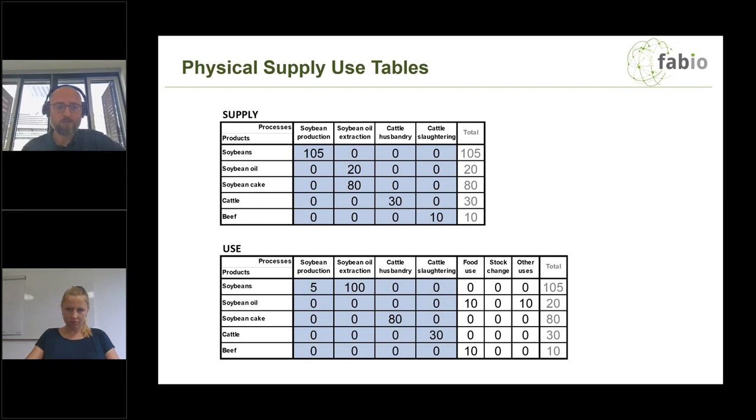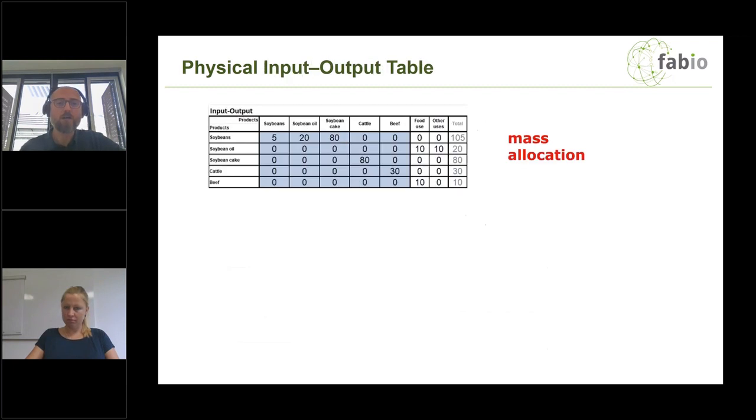So that's how the supply tables look. The full multi-regional supply and use tables for all 192 regions and 130 commodities will also be available online together with articles. Now on the next slide, I'd like to show how supply and use tables are converted into symmetric input-output tables.